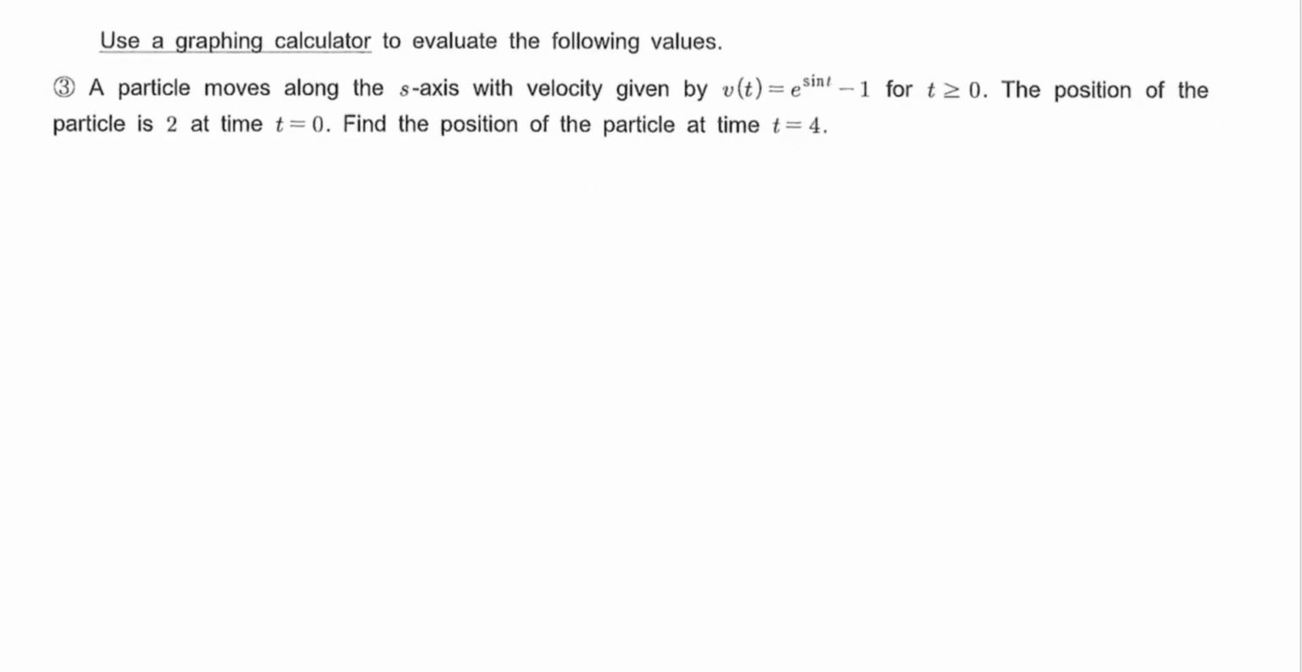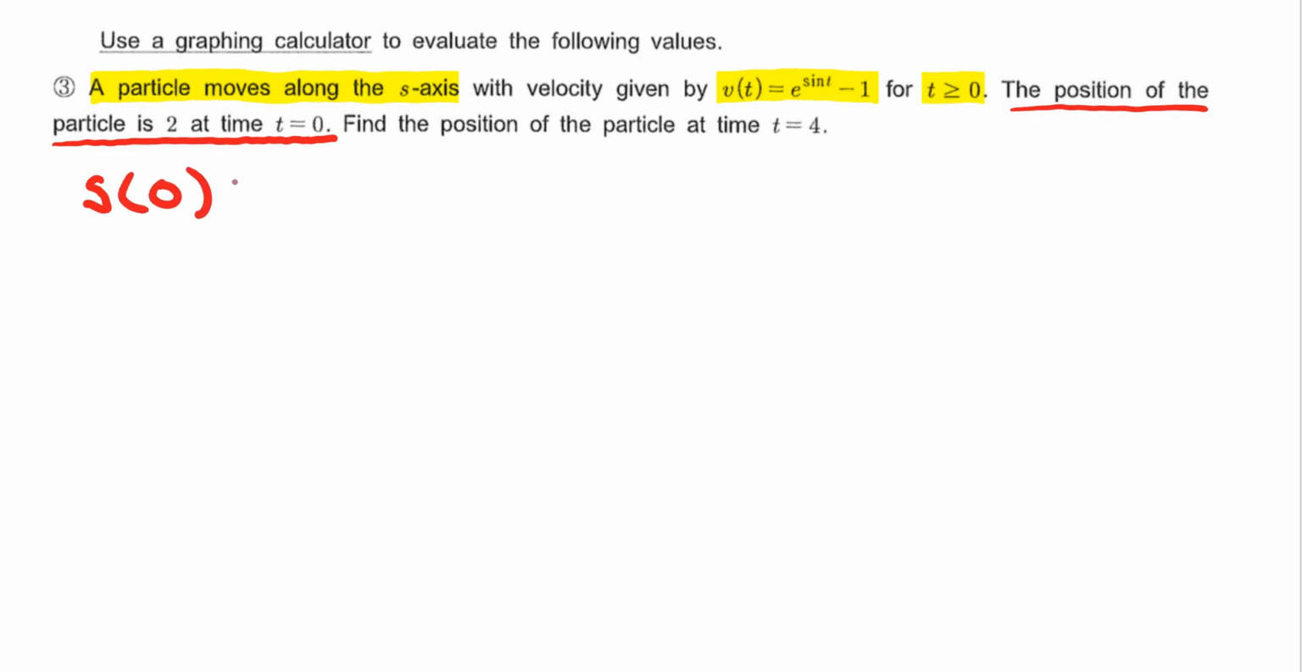Using a graphing calculator here, we now have a situation where a particle is moving along the s-axis, and we're given its velocity function as e to the power of sine t minus 1, and the domain is when t is greater than or equal to 0. We're also given that the position of the particle is 2 when time t equals 0. What that really means is that when time equals 0, the position function has a value of 2, and I want to find the position of the particle after 4 seconds of travel.